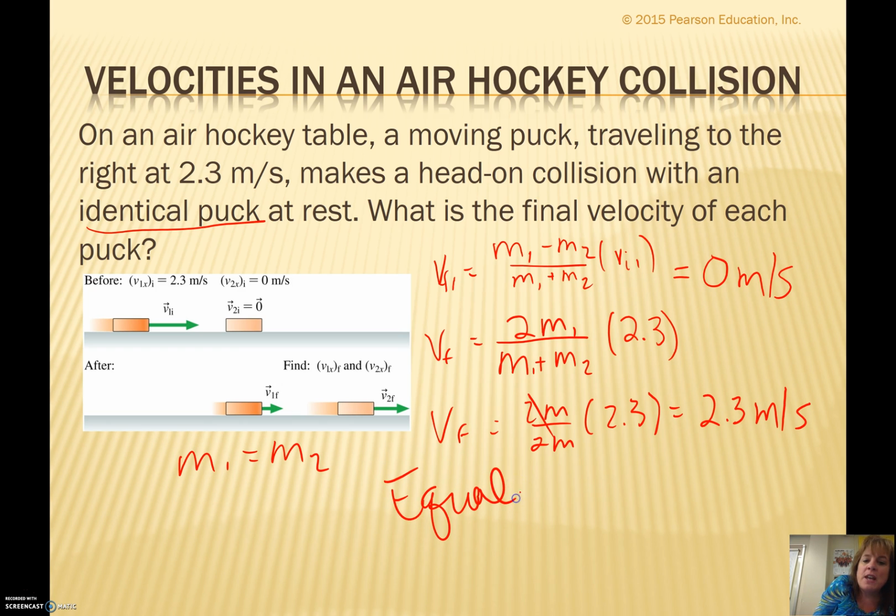If you remember when we had the unequal masses, then one didn't stop. They both kept going, so they were sharing their velocities, or their momentums and their energies. So when they have equal masses, one stops, the other one goes, and it's a complete transfer. So we just proved it by using that equation.